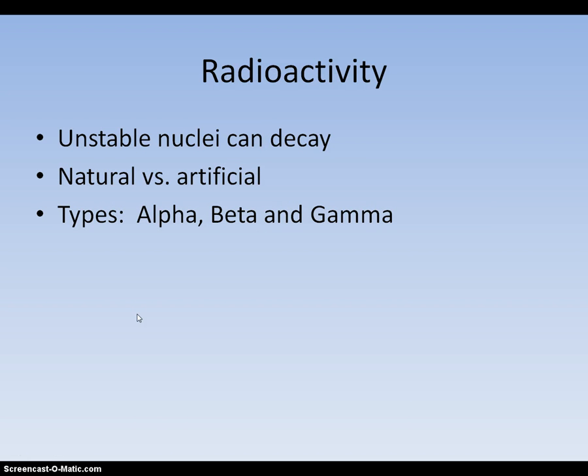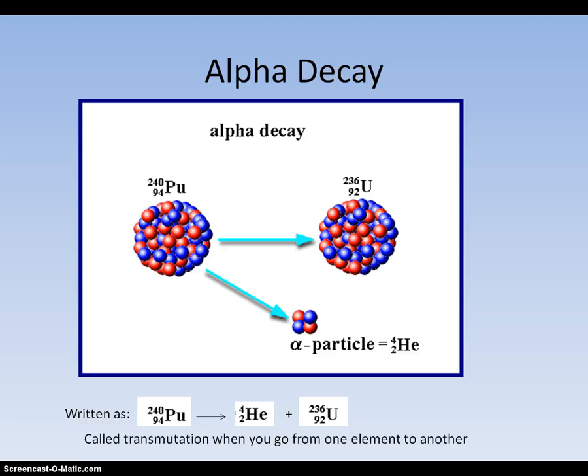So when a nucleus is unstable, it can decay, and we can cause this artificially, but it also happens naturally, and there are 3 types of decay. There's alpha, beta, and gamma, and I'm going to go into each of those 3 specifically. So alpha decay is when an unstable nucleus releases an alpha particle. Essentially, an alpha particle is a helium atom that has a Z number, the number of protons, that is 2, and it has a mass number of 4.